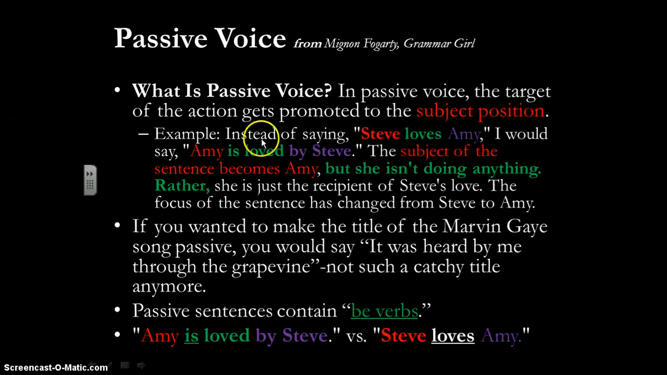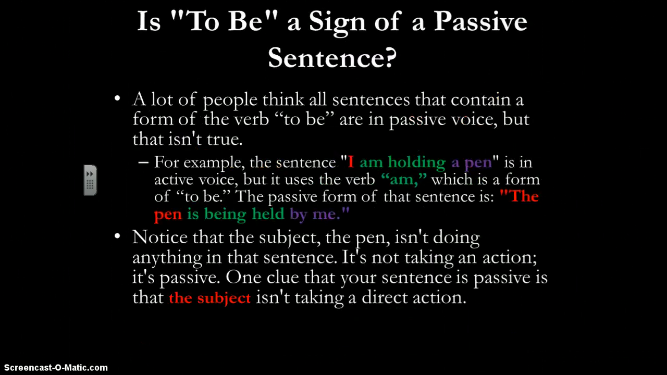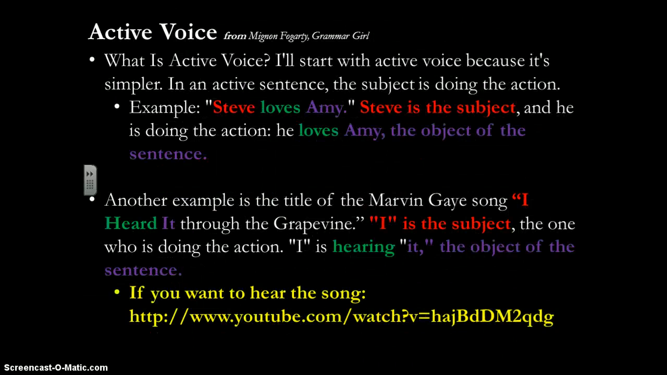Okay, now, notice the difference in these two sentences right here. You have Steve loves Amy versus Amy is loved by Steve. You have be verbs. So, again, this is another reason why you want to limit your be verbs because you want your writing to sound more sophisticated. Okay, so is a be verb always a sign of passive voice? And this is where a lot of people, even educated people, get confused. People assume that if there is a be verb in a sentence, that the sentence is passive, but that's not the truth because we know from 2 slides ago that active voice is when the subject does the action.